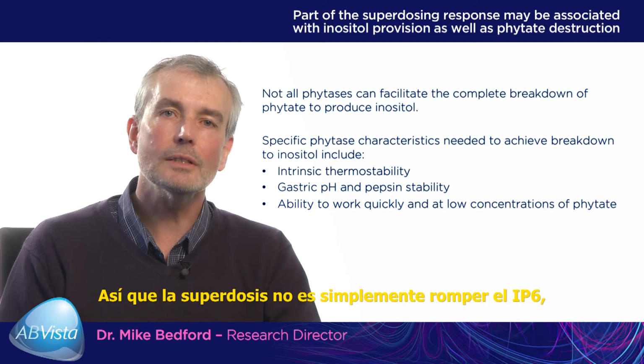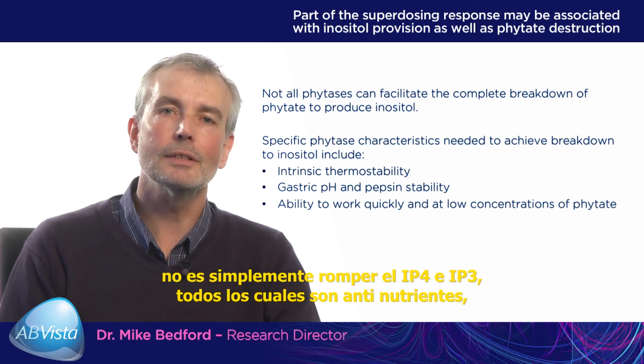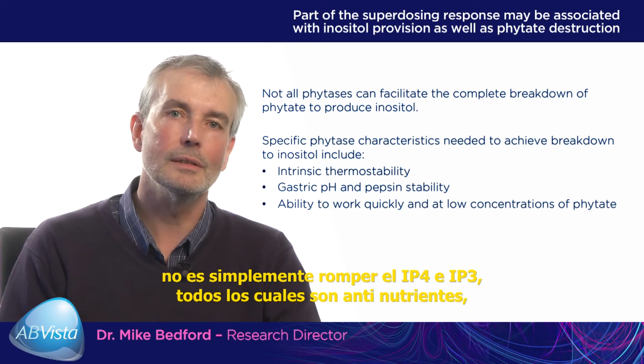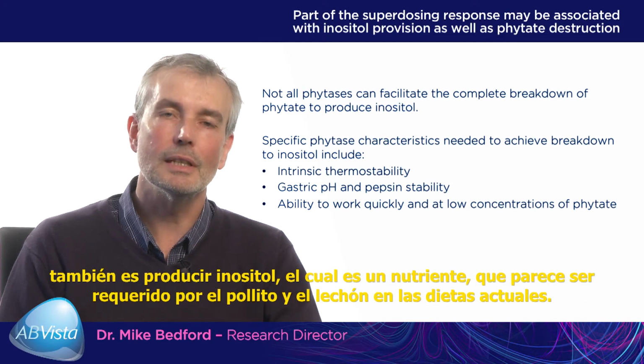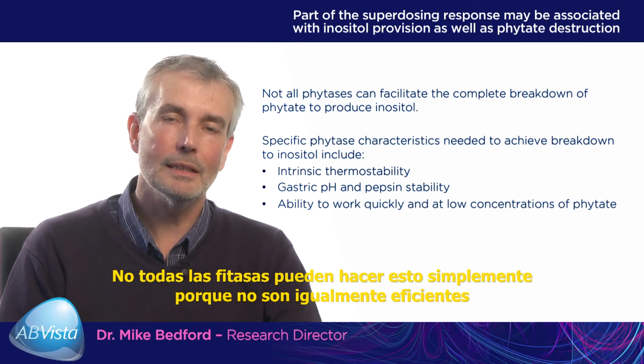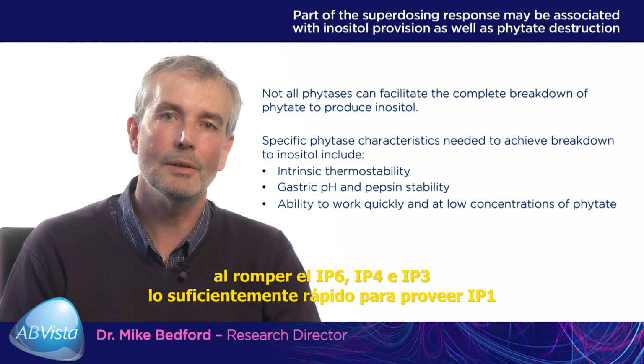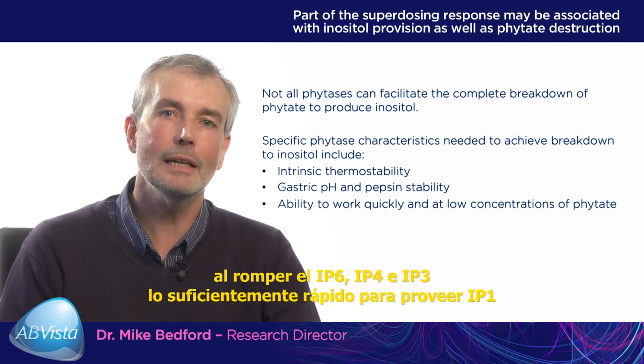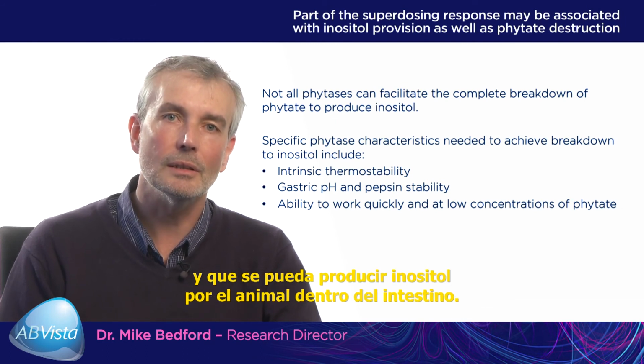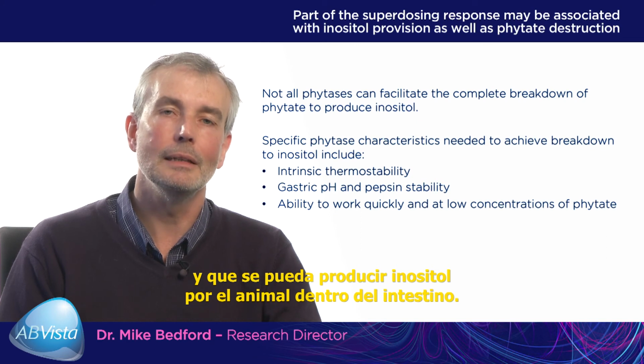So superdosing is not simply breaking down IP6, it's not simply breaking down IP4 and IP3, all of which are anti-nutrients. It's also producing inositol, which is a nutrient which appears to be required by the broiler chicken and by the piglet in modern day diets. Not all phytases can do this, simply because they are not equally efficient at breaking down IP6, IP4 and IP3 rapidly enough to provide the IP1 so that the inositol can be produced by the animal in the gut.